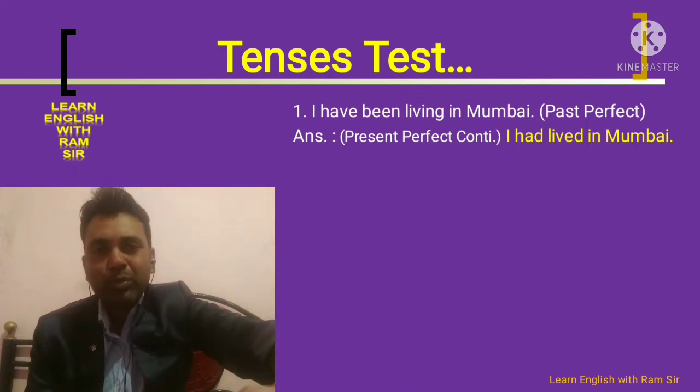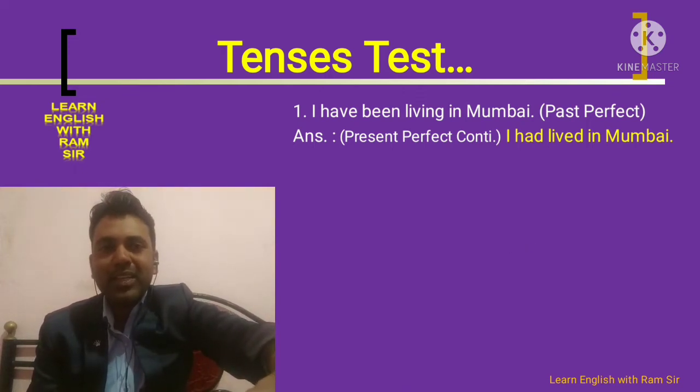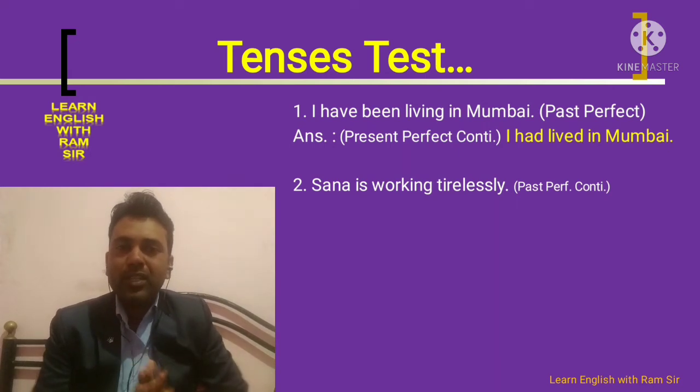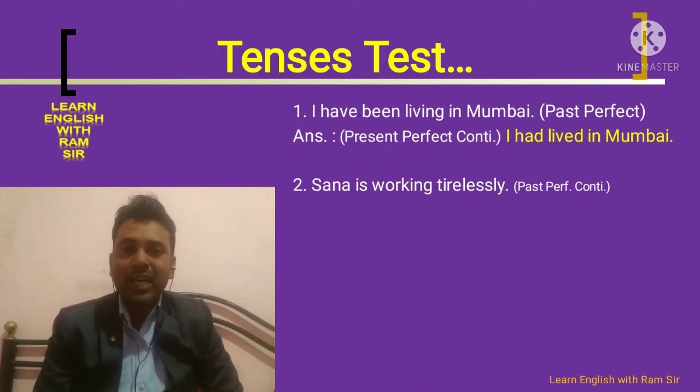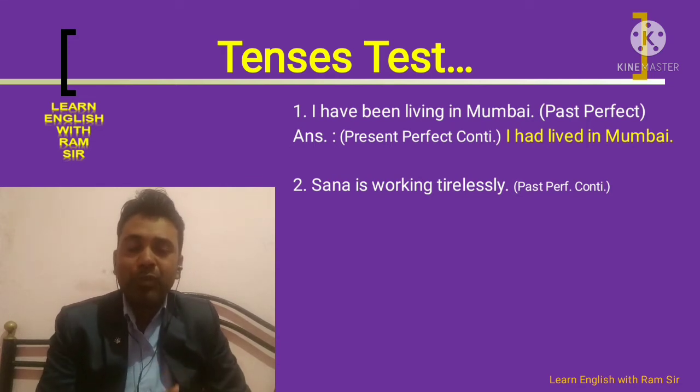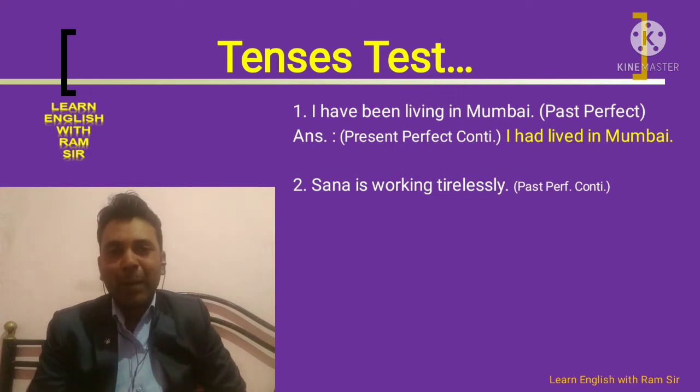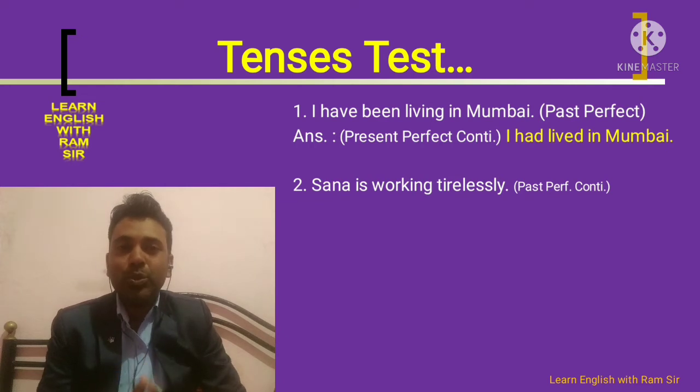And this time you have to solve the answer in a rapid way. Let's see the second example on your screen. The example is Sana is working tirelessly. So which tense is there? Is आया हुआ है, उसी के साथ में verb का ing फॉर्म है, verb को ing लगा हुआ है. तो डेफिनेटली कौन सा टेंस है? ये टेंस आपने पहले भी पढ़ा हुआ है, that is present tense. तो कौन सा प्रेजेंट है? So here, definitely the answer is this is present continuous tense.